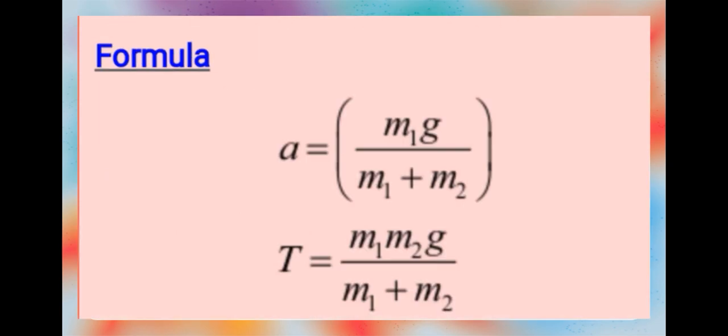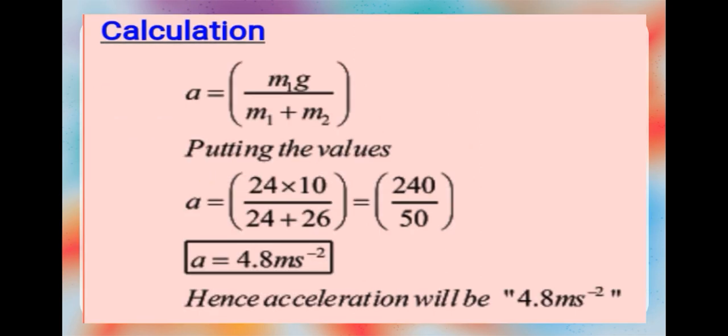There is a formula for acceleration: a is equal to m1 g divided by (m1 plus m2). And for tension, the formula is T is equal to m1 m2 g divided by (m1 plus m2).